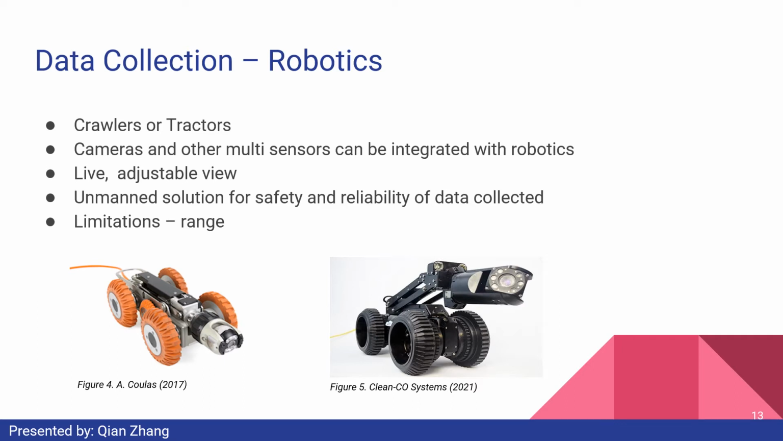The limitation of crawlers or tractors can be their range, where typically this can be steered to inspect 300 to 500 feet of pipes. However, with the recent advancement, this can be extended with long-range robotics.